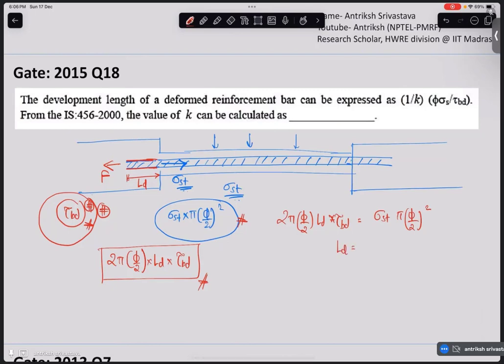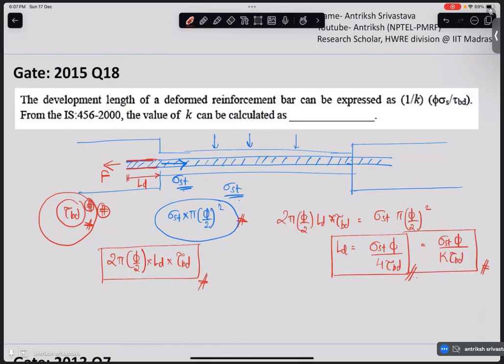So when you simplify this, you will end up with this formula. Alright, we can simply write this as sigma s times pi by 4 times tau bd. One thing to note here is that this is for mild steel under tension. And if it is HYSD steel or deformed steel, the formula will be different, and if it is under compression, the formula will again be different.